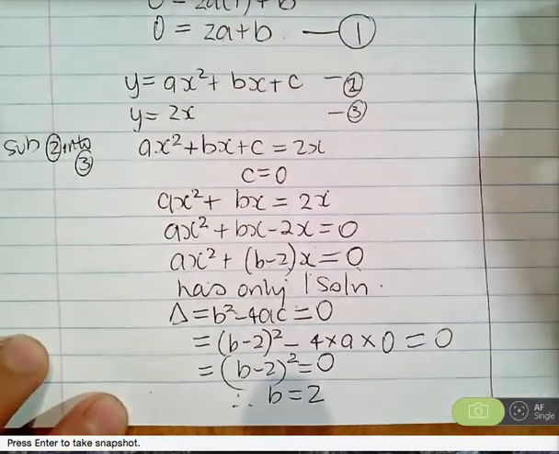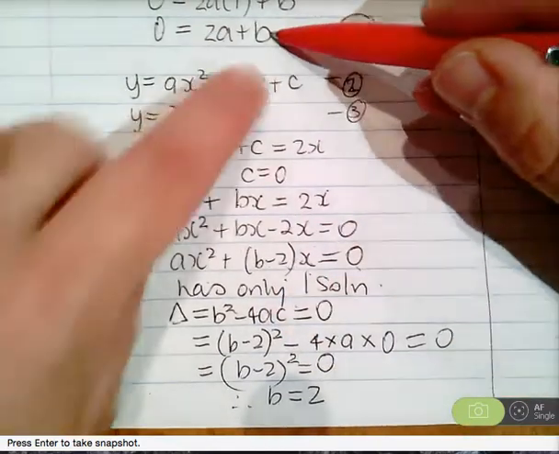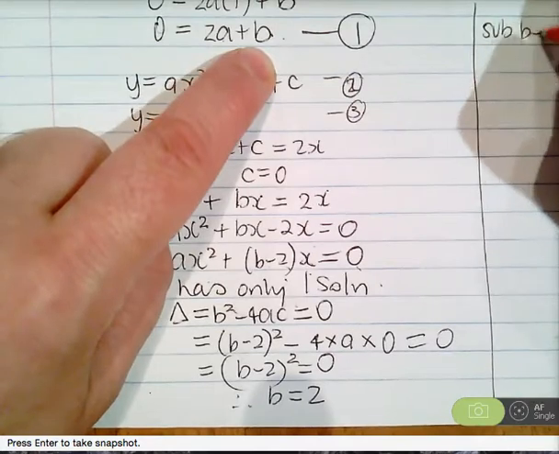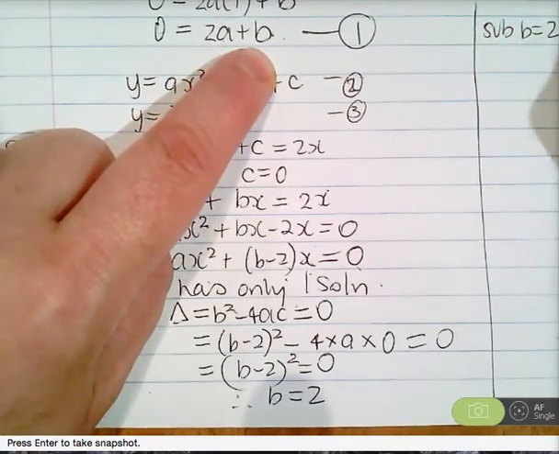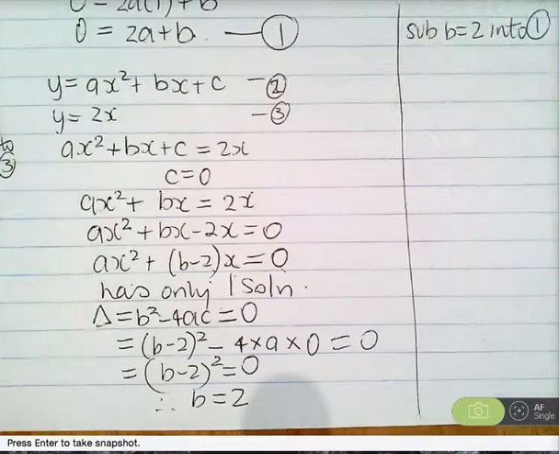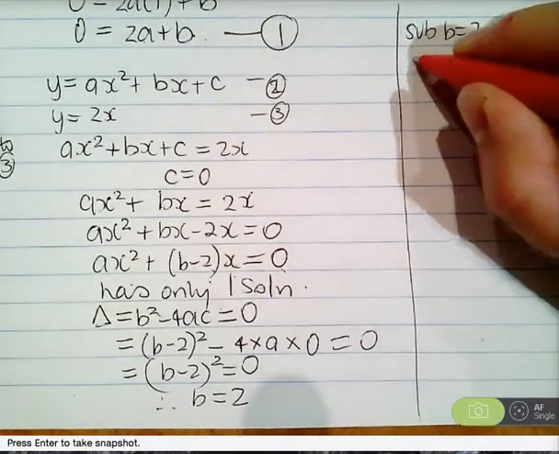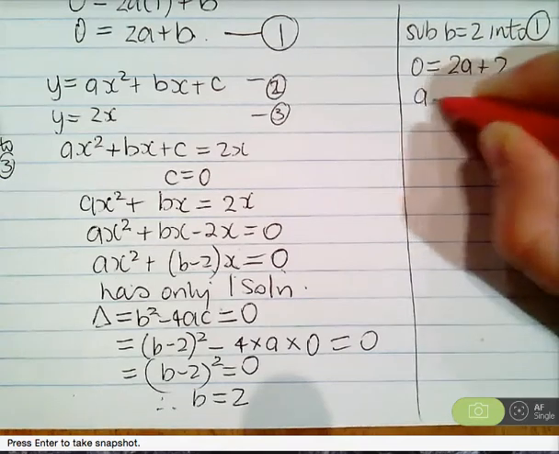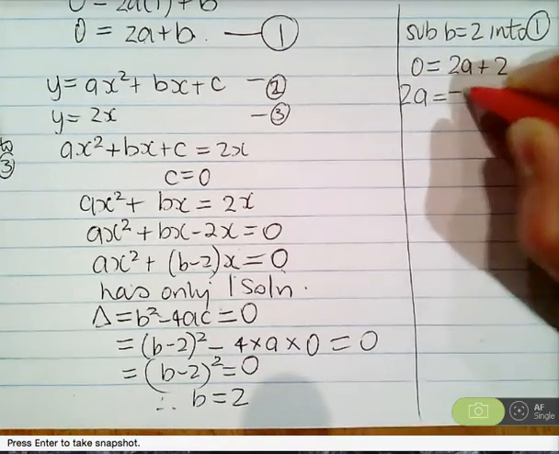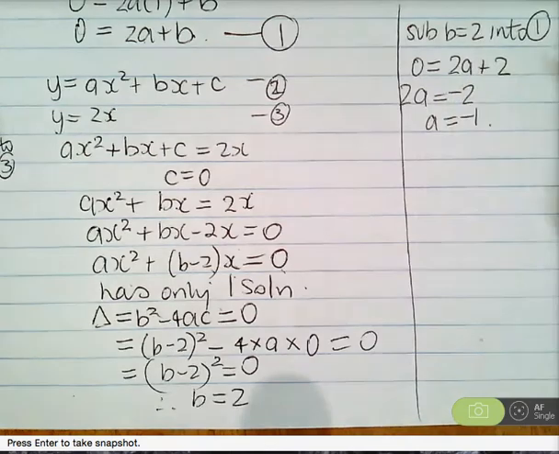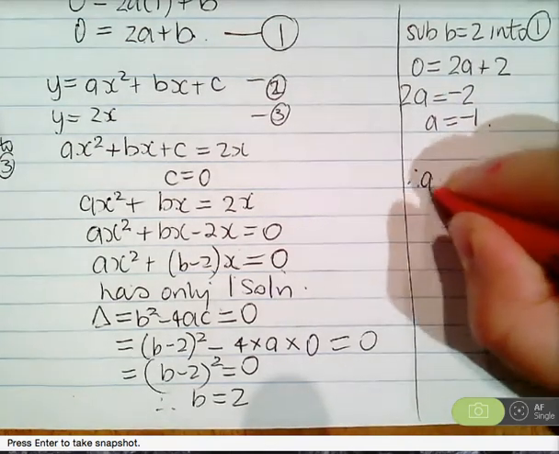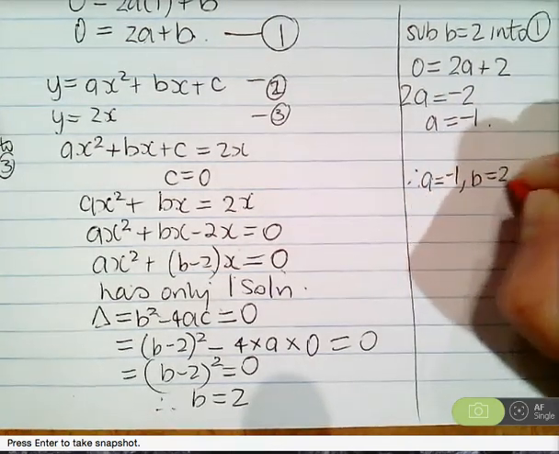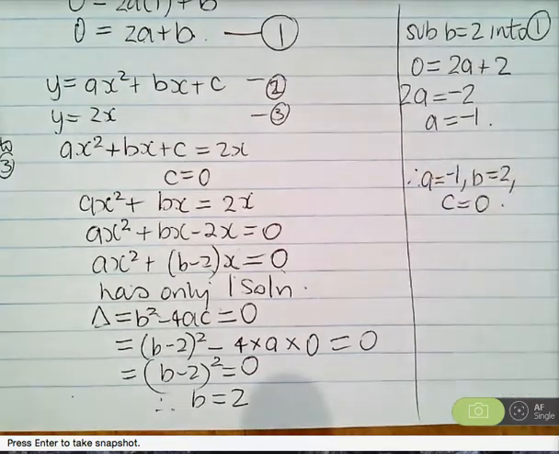Now we can come back up here. Now if b is 2, I can sub b equals 2 into equation 1. Sorry, running out of room. Sub b equals 2 into equation 1, and I get 0 equals 2a plus 2. So therefore 2a is negative 2, so a must be negative 1. So therefore we've got that a is negative 1, b is 2, and c is 0.